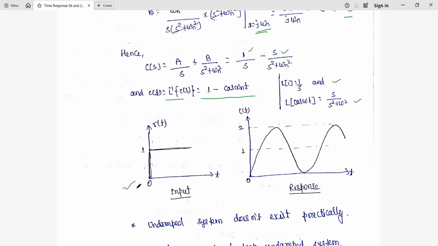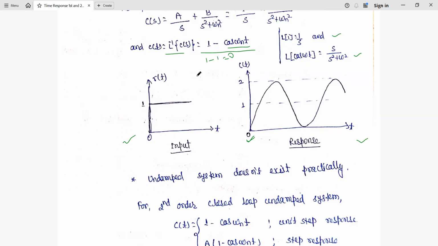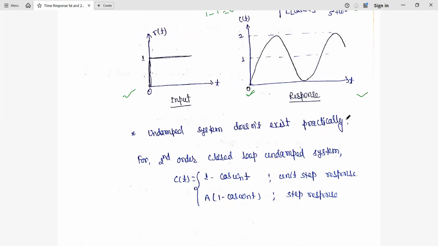So this is the input signal here and the corresponding response we have obtained. If you substitute t equal to 0, cos 0 value is 1, so 1 minus 1 is 0. That is why the graph starts at 0. Similarly, for different time values, we have the response, which is plotted here. An undamped system does not actually exist practically. There is no practical existence of this one.